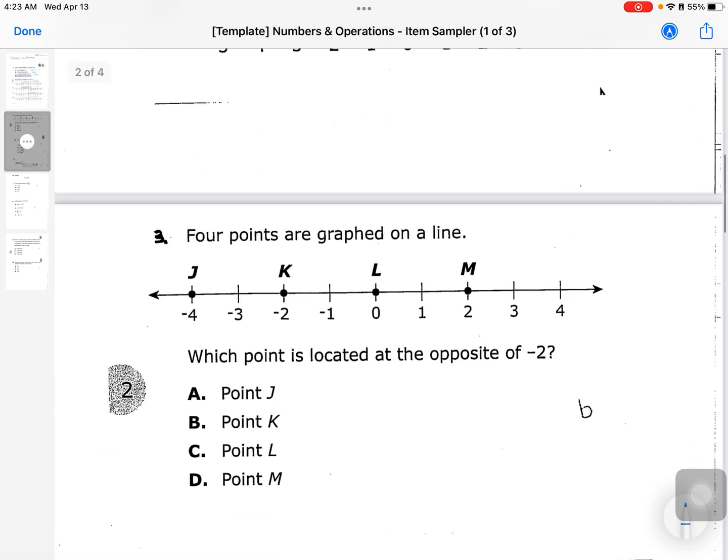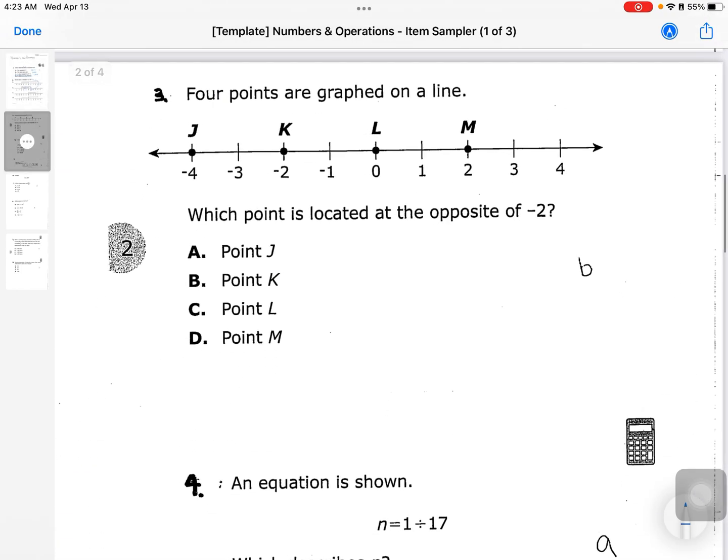Okay. All right, number 3 says which point is located at the opposite of -2. So take a look at these and see which one is the opposite of -2. Well, the opposite of -2 is 2, so if you said point M, you would be accurate.